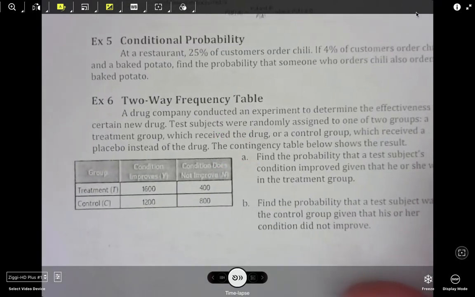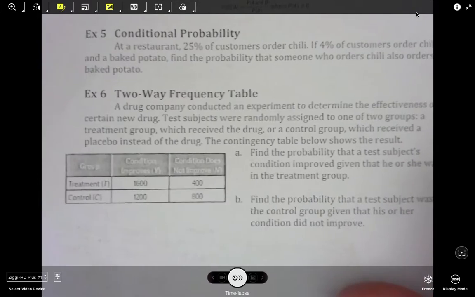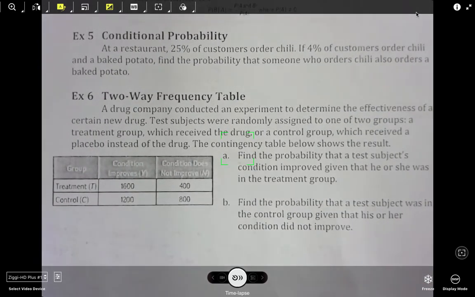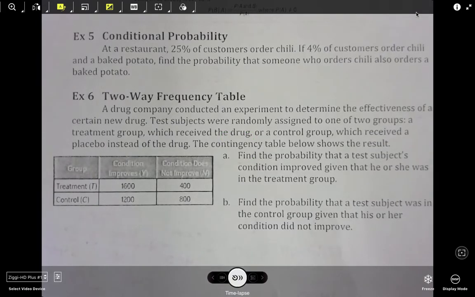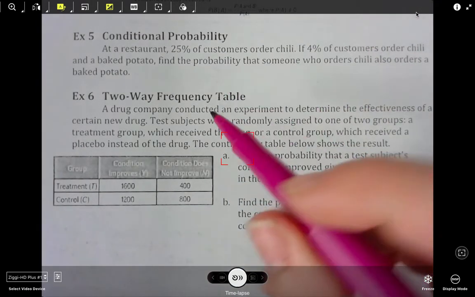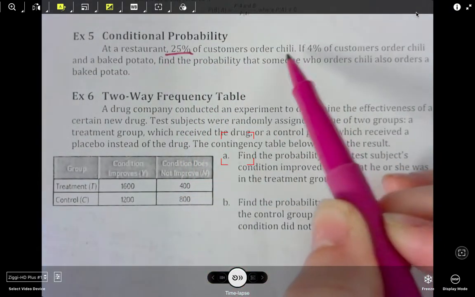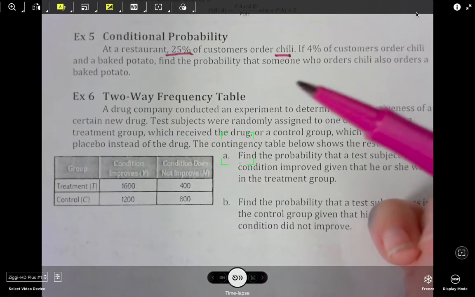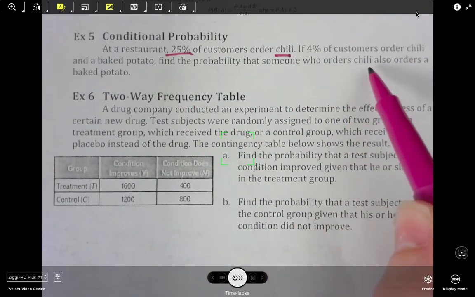Here we go. Okay. At a restaurant, 25% of the customers order chili. If 4% of the customers order chili and a baked potato, find the probability that someone who orders chili also orders a baked potato. Okay, now the underlying determining factor here is 25% of the people are ordering chili and 4% of the people are ordering both. Find the probability that someone who orders chili also orders a baked potato.